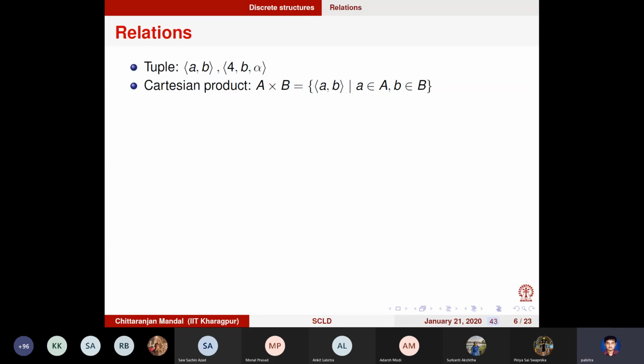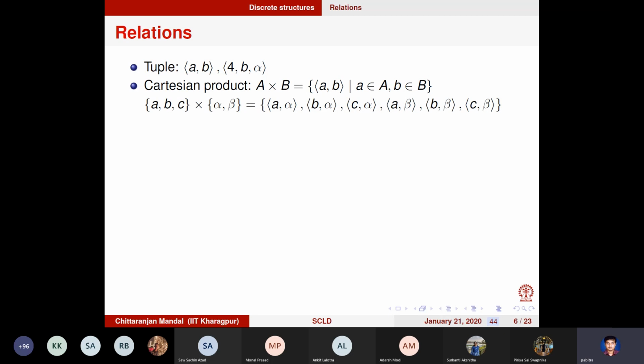The Cartesian product of two sets A and B is another set whose elements are all such tuples. All such tuples means all possible tuples you can ever construct using elements from A and B. You pick any element a from A and any element b from B, and their ordered pair (a, b) is a valid tuple and an element of the Cartesian product A cross B. If you allow all possible such tuples, the set you get is the entire Cartesian product. So if the set A has m elements and the set B has n elements, the cardinality of the Cartesian product is m times n.